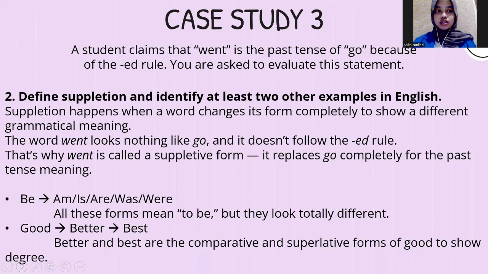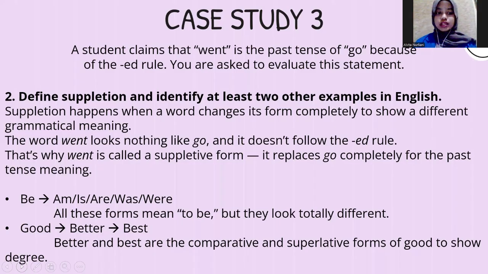And in case study 3, number 2, define suppletion and identify at least 2 other examples in English. Suppletion means that a word changes its form completely to show a different grammatical meaning. The word went looks nothing like go because it doesn't follow the -ed rule. And that's why went is called a suppletive form, which means that it replaces go completely in the past tense meaning. And the two other examples are be and good.